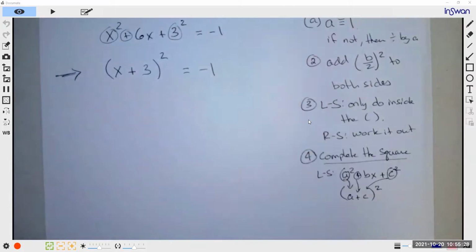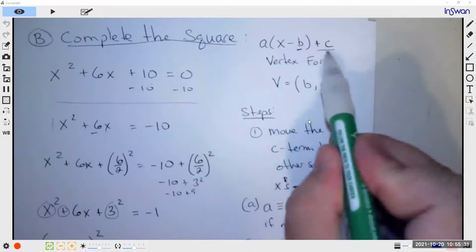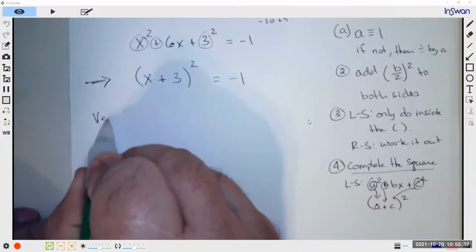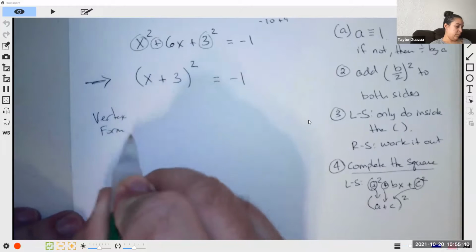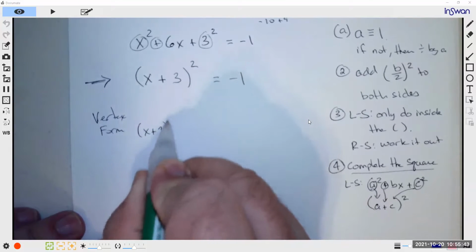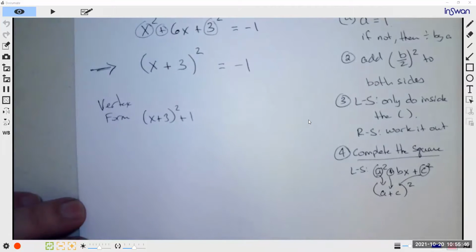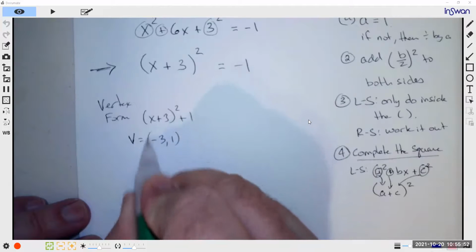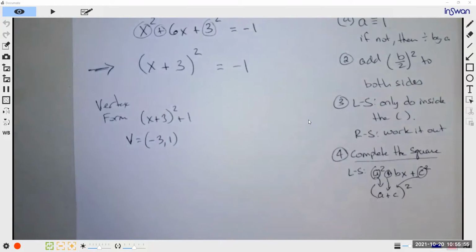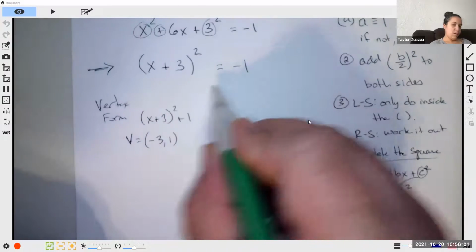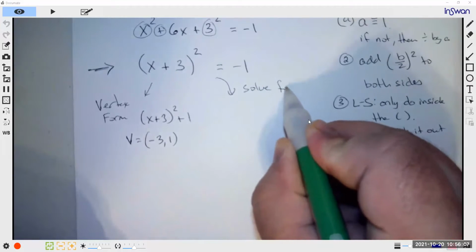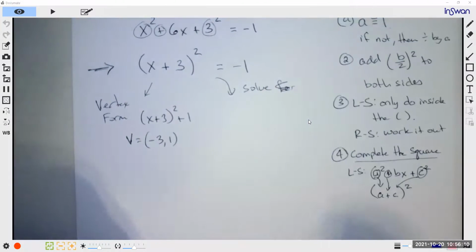This is the part where we split up. If we wanted it to look like this in vertex form, we'd move the 1 over. It would be x plus 3 squared plus 1. So the vertex would be negative 3, positive 1. Or we can solve it. Solving usually gives the x-intercepts.